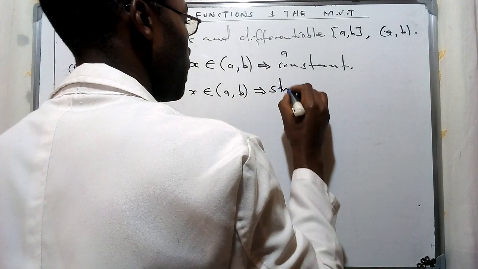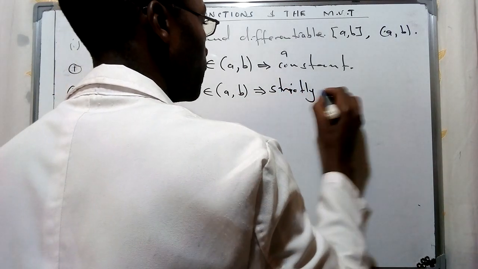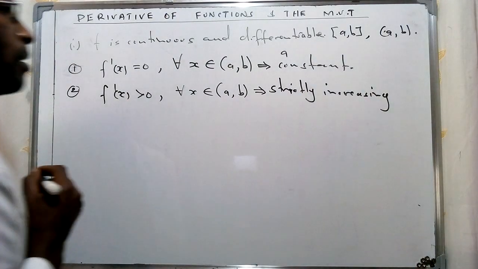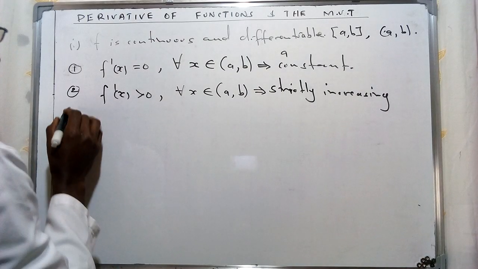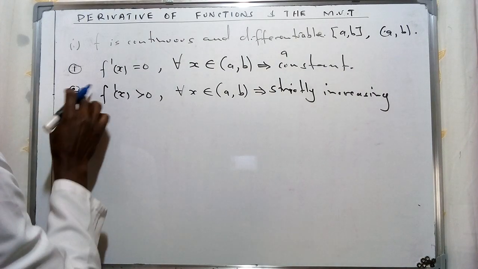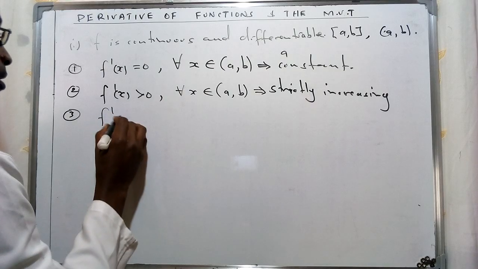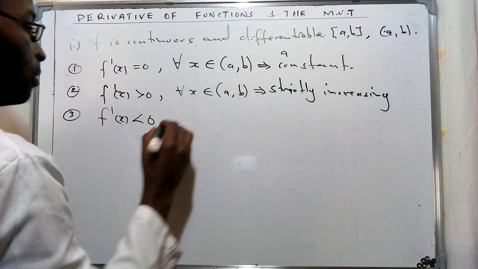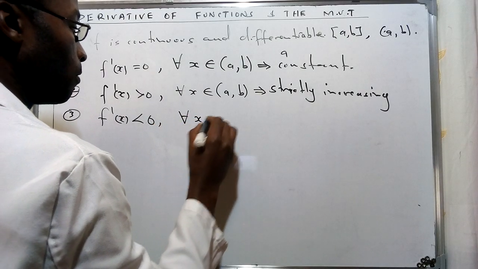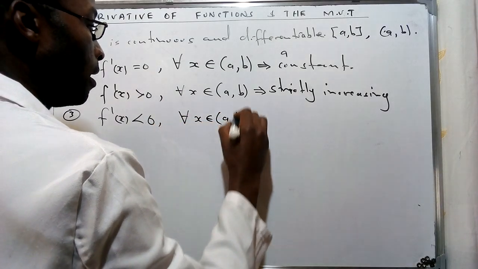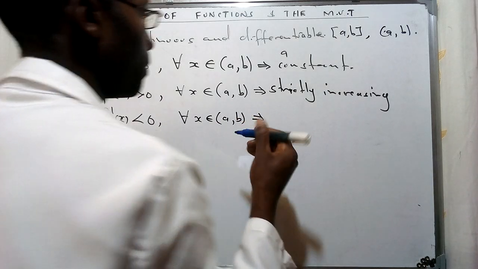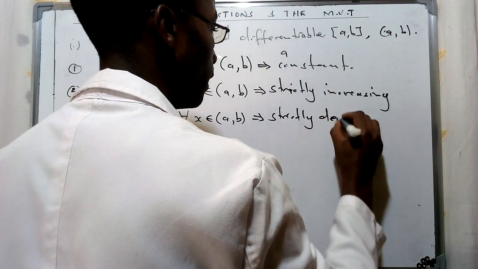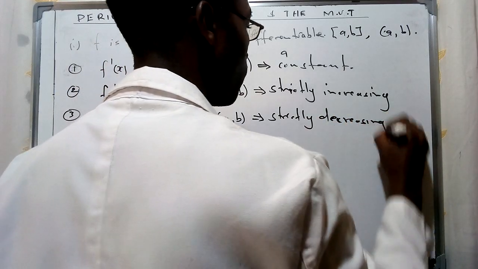strictly increasing. Now, in this particular case, we had talked about the concept of increasing and decreasing functions. With respect to the second condition, we're going to see that if we have f prime of x smaller than 0 for all values of x in this specific interval, then we're going to describe this function as strictly decreasing on these specific intervals of a and b.